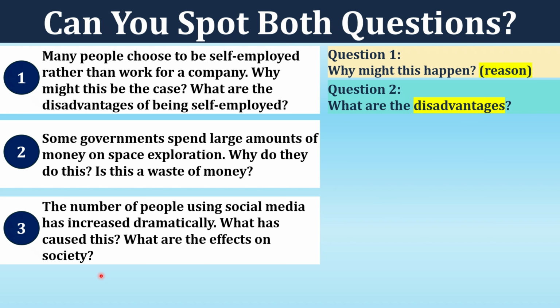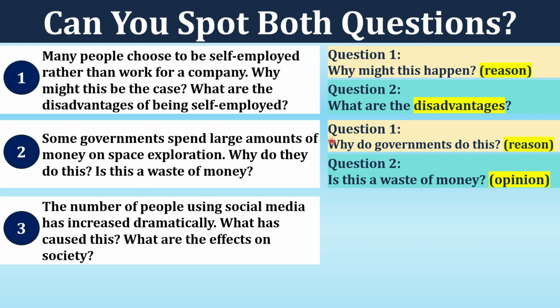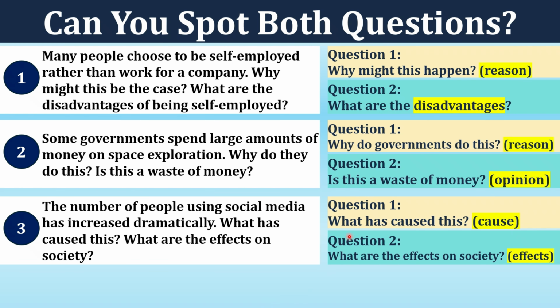In the second example, the first question is, why do governments do this? Again, you are explaining the reason. The second question is, is this a waste of money? Here, you are giving your opinion. In the third example, the first question is, what has caused this? This asks you to explain the cause. The second question is, what are the effects on society? This asks you to discuss the effects. Notice that each task contains 2 separate questions, and both require complete answers. That's the key feature of every 2-part question essay.